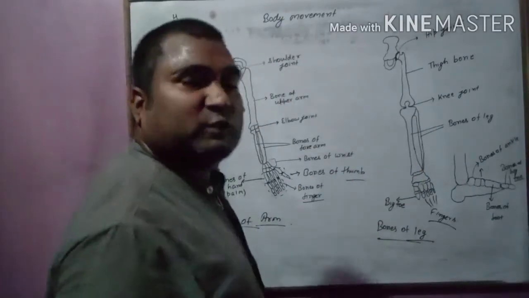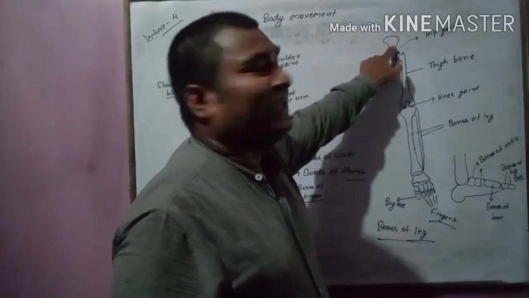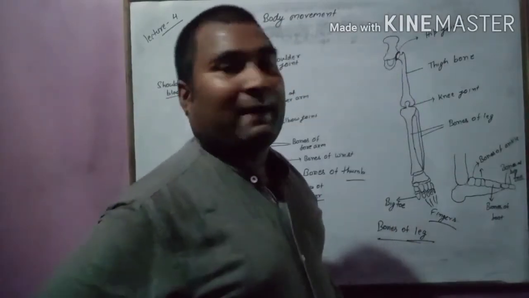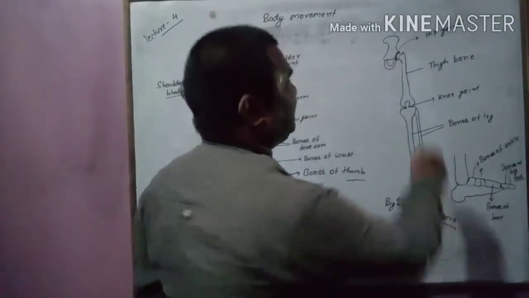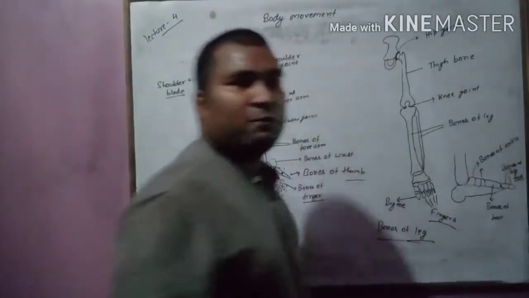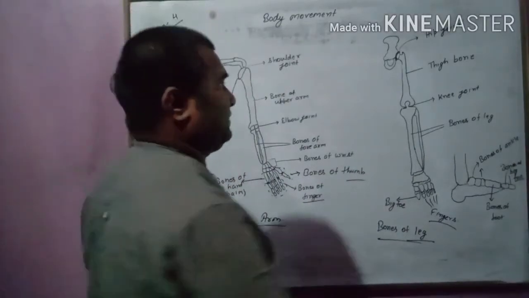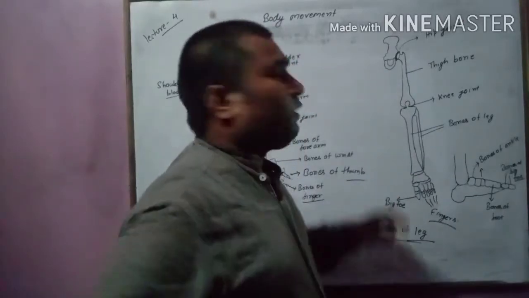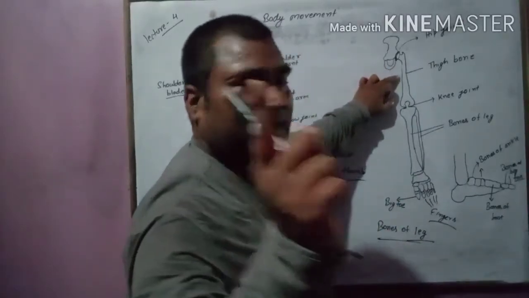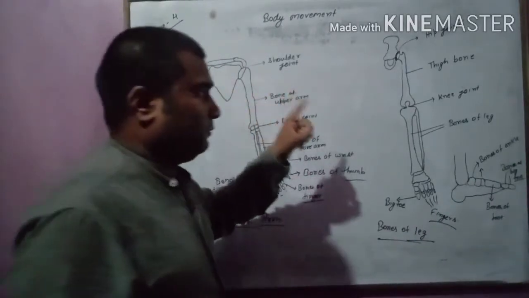Like the arm is attached at the shoulder, the leg is attached to the hip, meaning kulha. This is the hip joint. This is the thigh bone. The thigh bone is the longest bone of the body, that is called the femur. It is single. So the upper part of the leg is made up of a single bone, like the upper part of the arm is made up of a single bone.